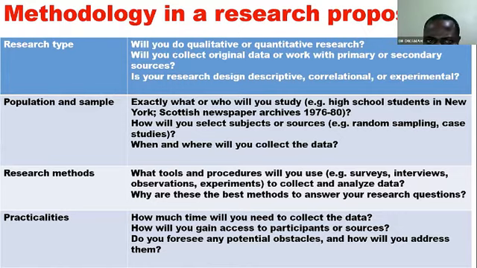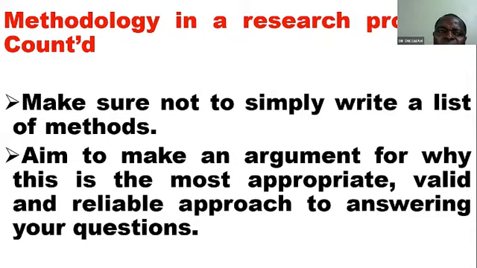These are the practicalities. Now, methodology in a research proposal. Make sure not to just list methods. Your aim should be to make an argument for why this is the most appropriate, valid, and reliable approach to answering your question. So you must tell us why the population data must be collected from CBN. Why not from the Bureau of Statistics? Why not from the Nigerian Population Census? Why must you collect it from CBN?